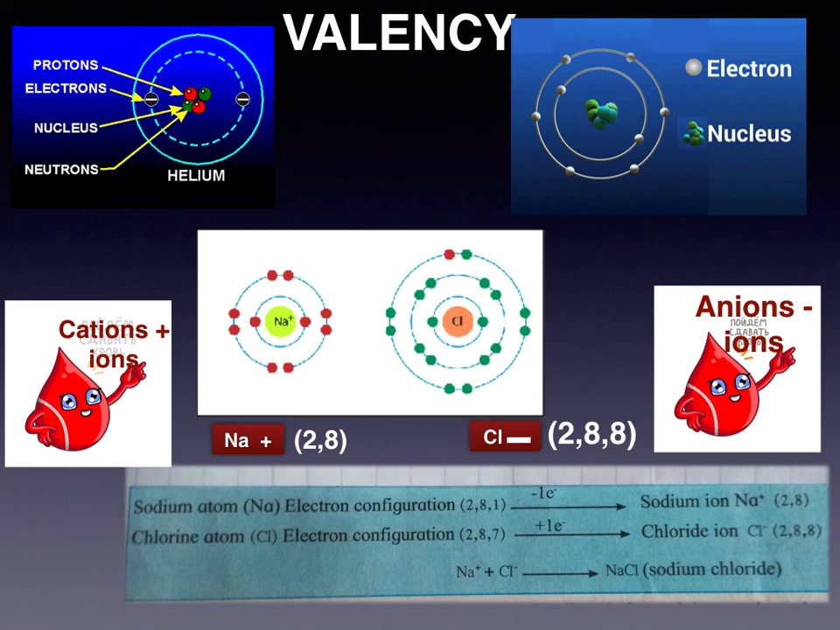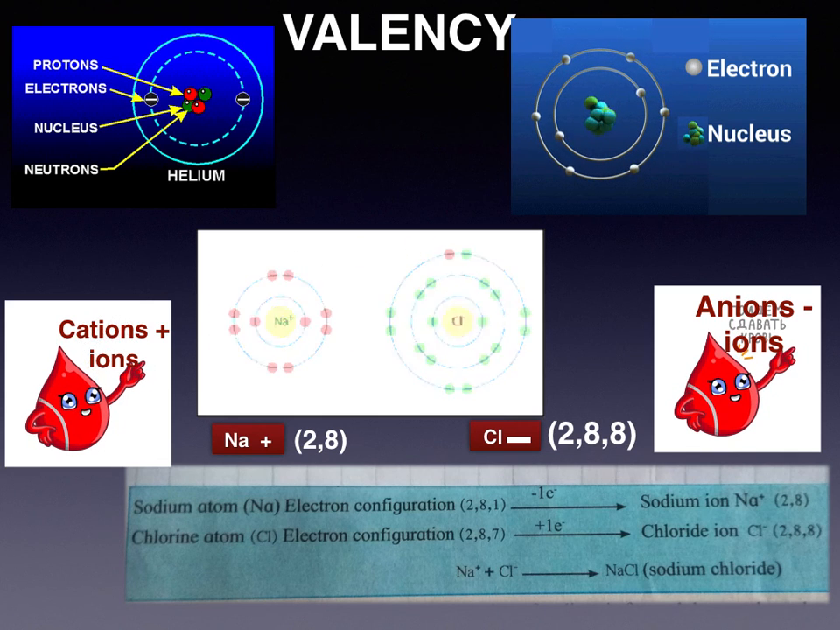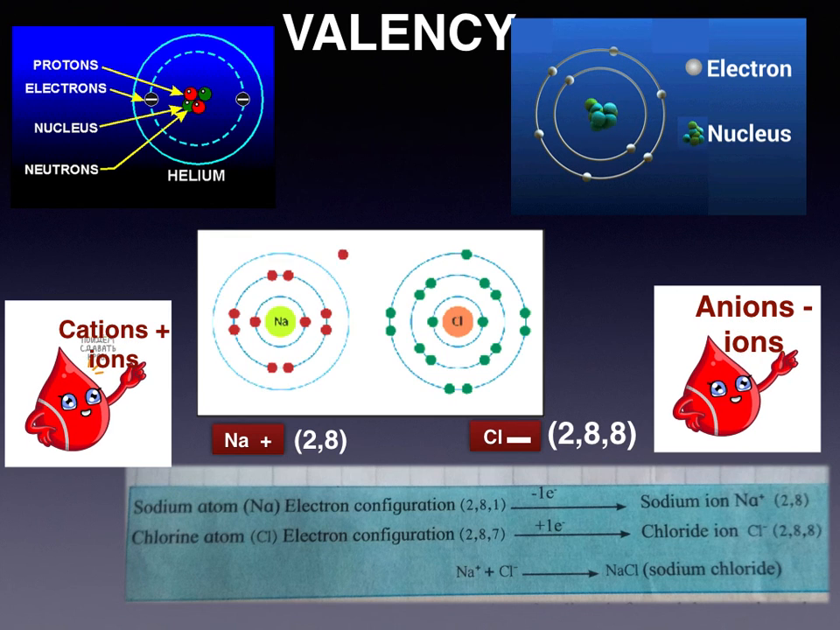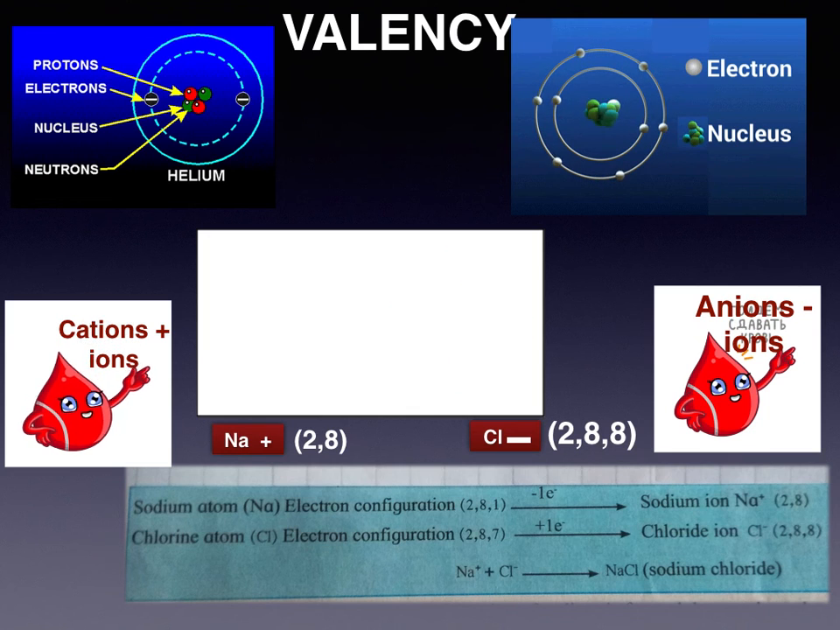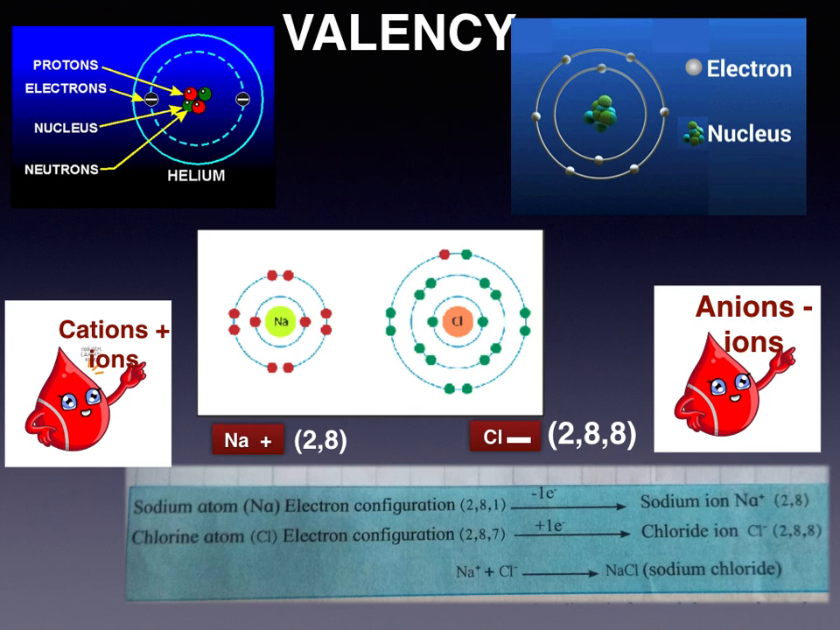Rules given by Bohr-Bury for distribution of electrons are these. Orbits or shells are represented by the letters K, L, M, N or the numbers 1, 2, 3, 4 and so on. The maximum number of electrons present in a shell is given by the formula 2n square, where n represents the number of the shell, whether K shell, L shell, M shell or N shell.